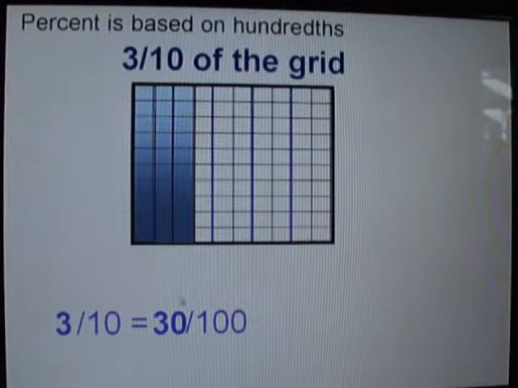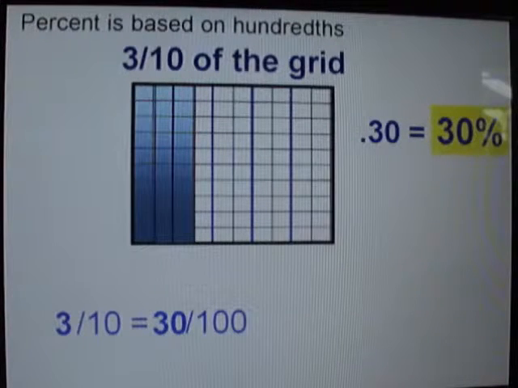Once we have it in the form of hundredths as a regular fraction, we can easily show that as a decimal fraction, and then it's easy to change it to a percent. You can see what I did. Once it's in the hundredths place, just drop the decimal point, put the percentage sign in, and that calls it hundredths, calls it percents, the same thing.